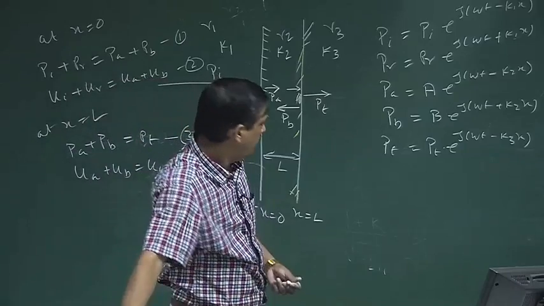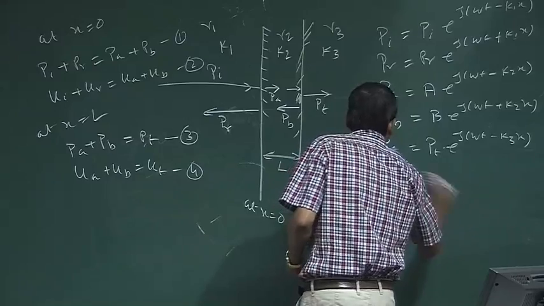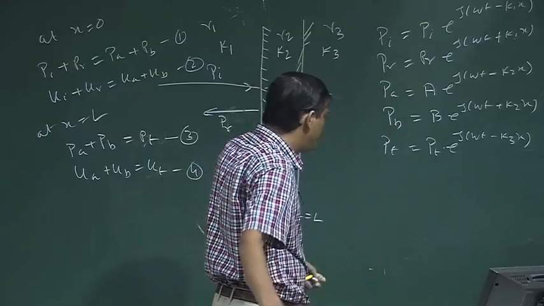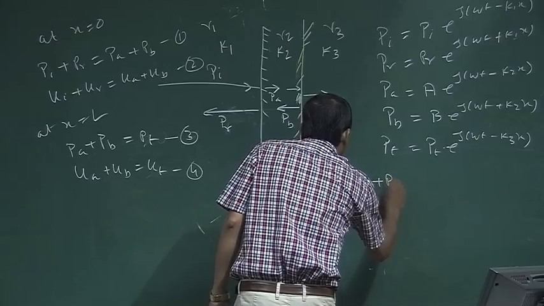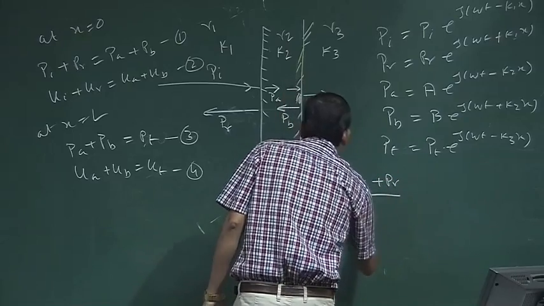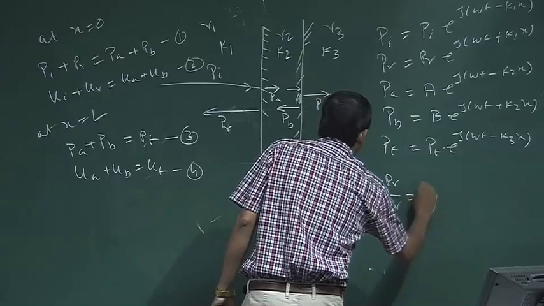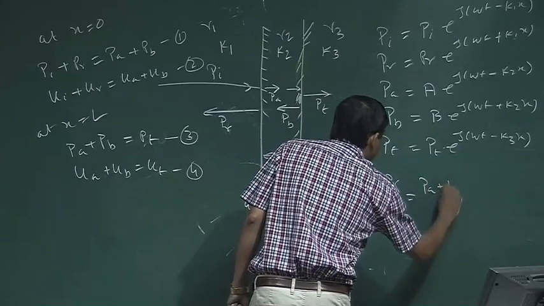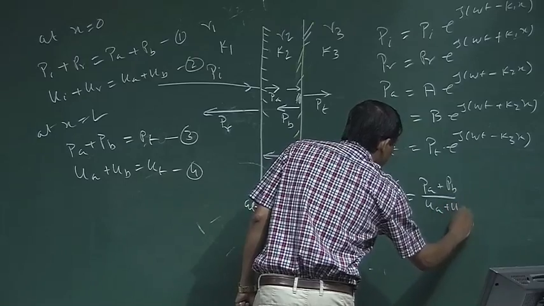Now, if I divide equation number 1 by 2, I get Pi plus Pr divided by Ui plus Ur is equal to Pa plus Pb divided by Ua plus Ub.